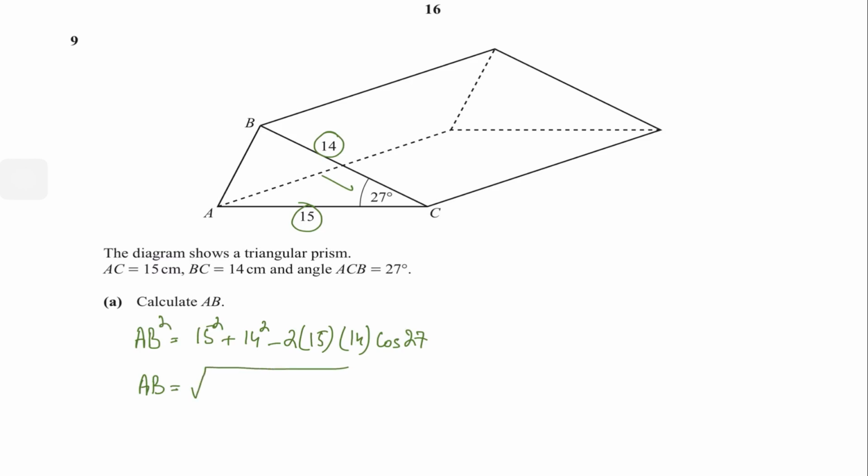So AB squared is going to be equal to 15 squared plus 14 squared minus 2 times 15 times 14 times cos 27. So this is equal to 46 point something, and then I'm going to square root this answer.